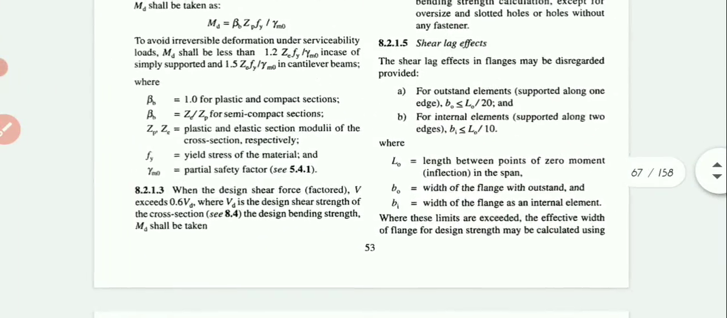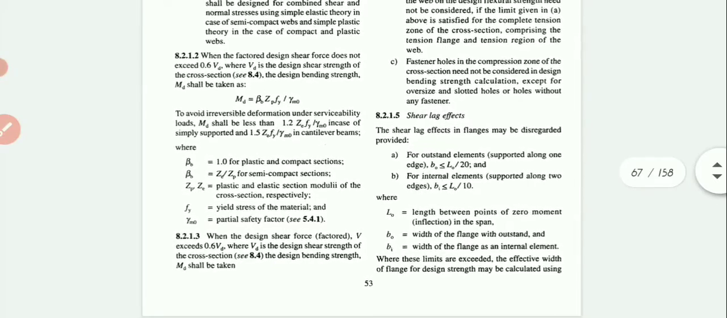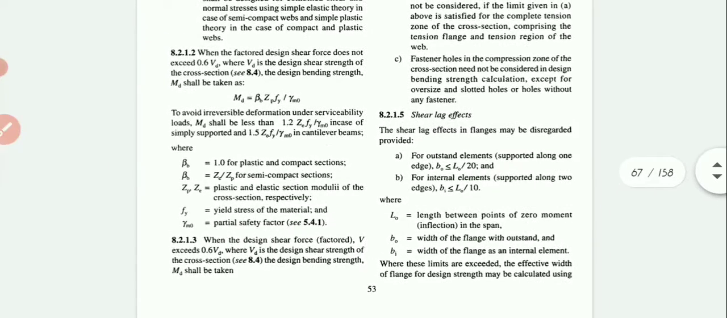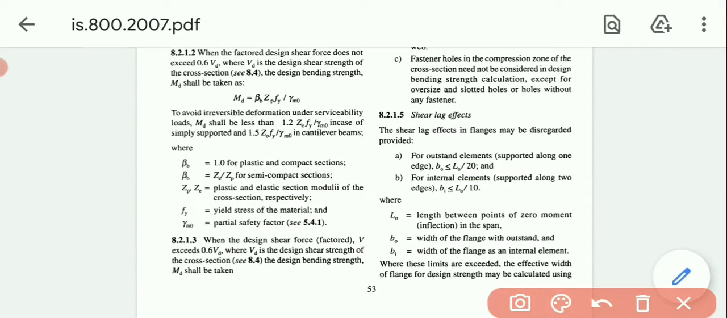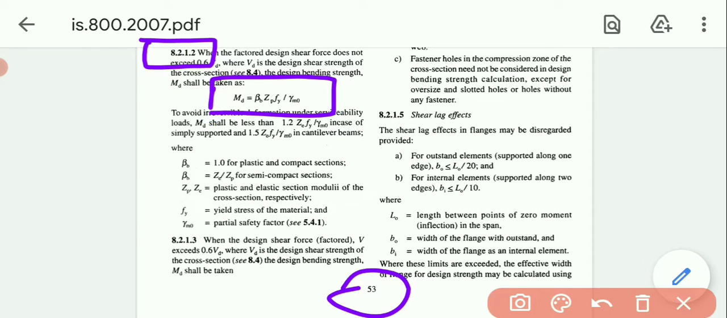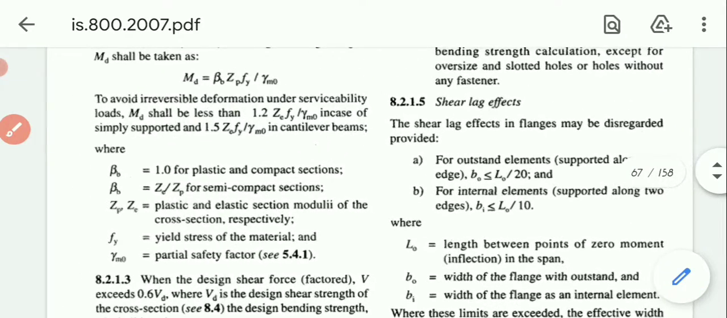Now on page number 53, just a minute. Say on page number 53, clause 8.2.1.2, this is the formula where we can calculate the bending moment capacity of any section, that is over here. So let me zoom the data.